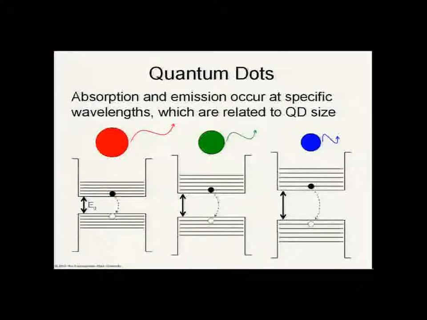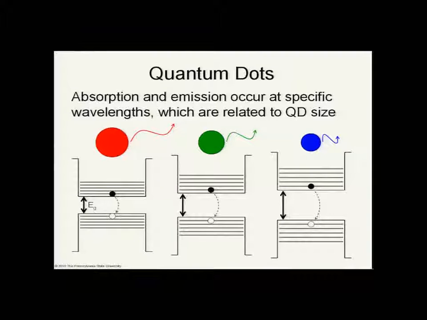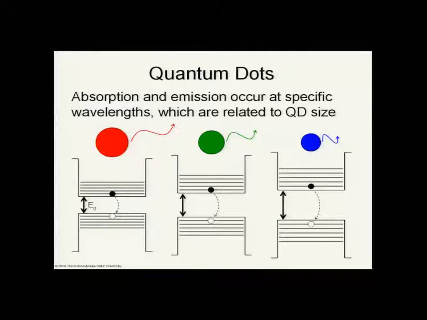Again, absorption and emission occur at specific wavelengths, which are related to the quantum dot size. So, smaller quantum dots will have larger band gaps and therefore tend to be blue shifted, while larger quantum dots will have smaller band gaps and tend to be red shifted in the wavelengths of light being emitted and/or absorbed.